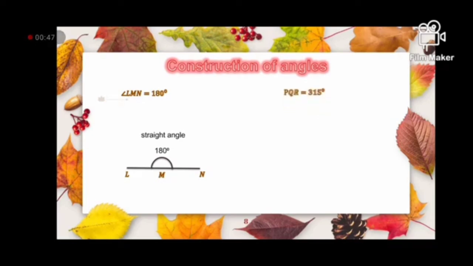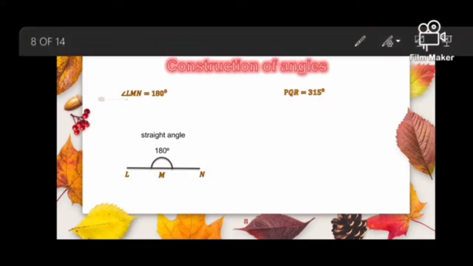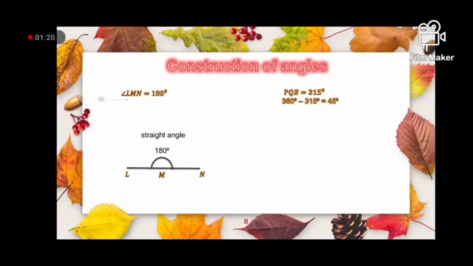In the next example, we have to draw angle PQR of 315 degrees. 315 degrees means we have to draw an angle more than 180 degrees. But in our protractor, we have only 180 degrees. So how can we construct the angle of 315 degrees with the help of a protractor? So what we do, we subtract 315 from 360 degrees. 360 minus 315 is equal to 45 degrees.